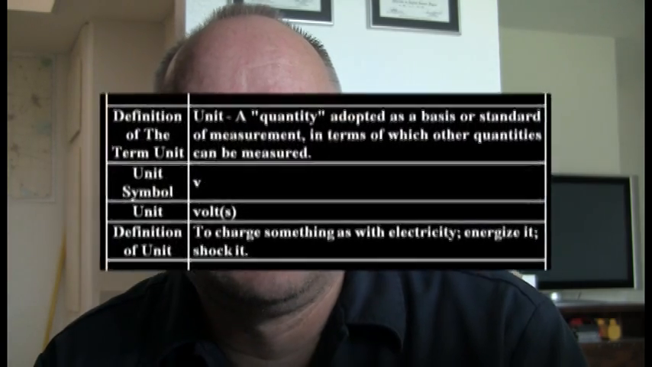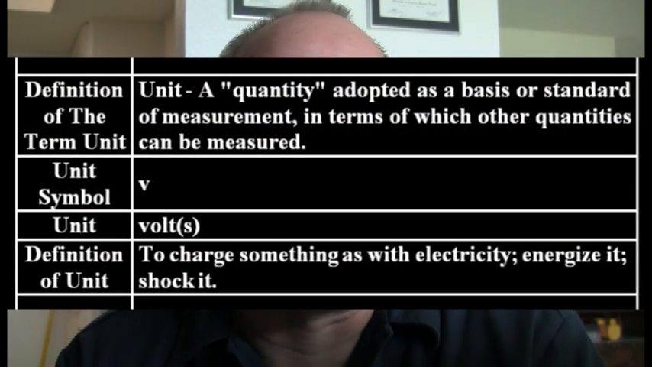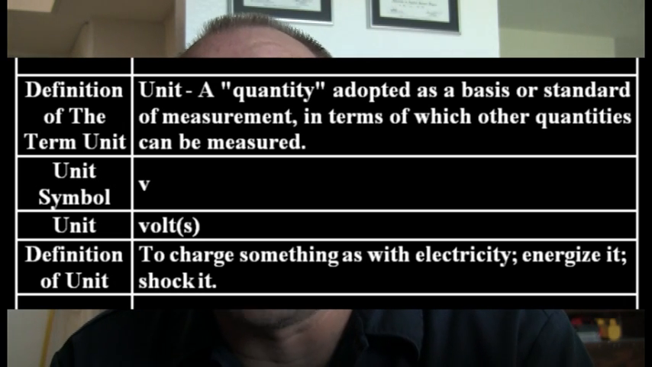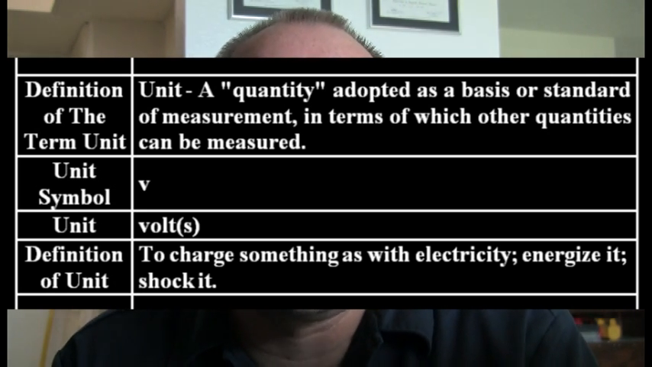Okay, so let's go on to this next part of the chart where we define the unit for voltage. First of all, you need to know what unit means. Most people have no clue what unit means. So a unit is a quantity adopted as a basis or standard of measurement in terms of which other quantities can be measured. So let's take a look at that.